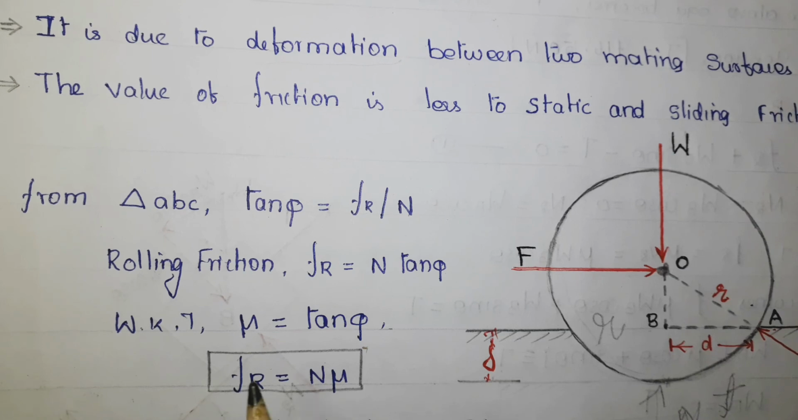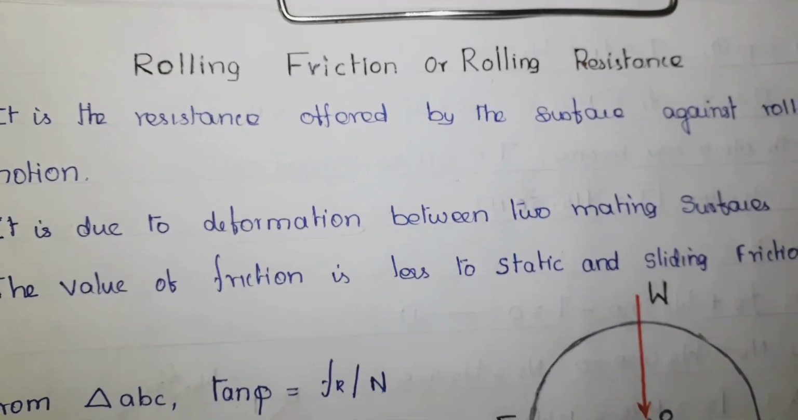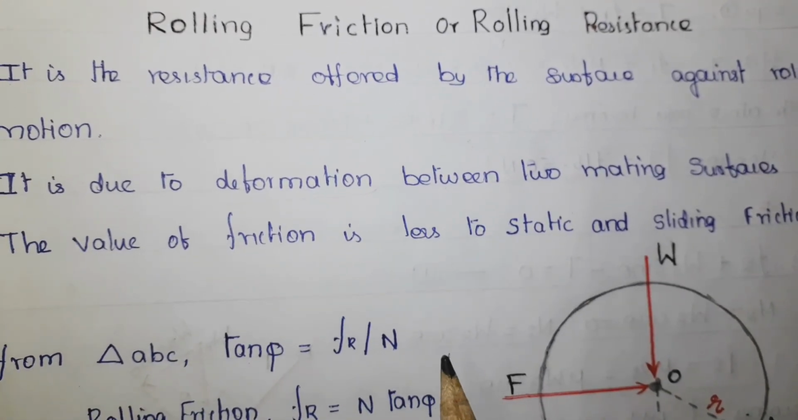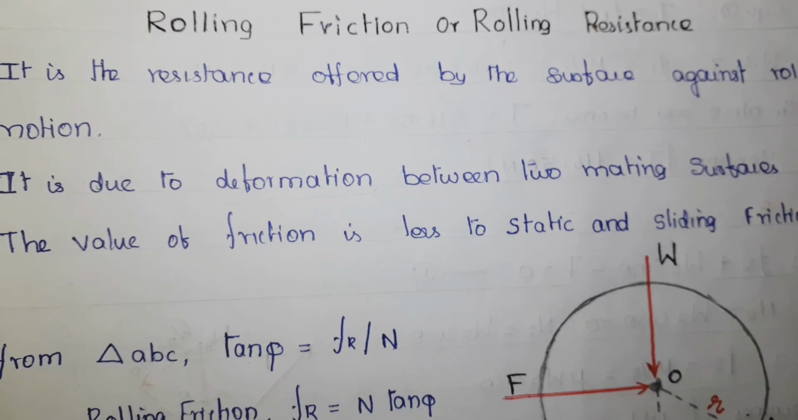Moreover, the rolling friction formula is F_R equal to N into mu, where N is the normal reaction and mu is the coefficient of friction. So in the case of rolling friction or rolling resistance, these are the very important pieces of information.